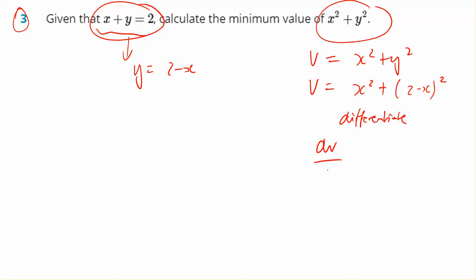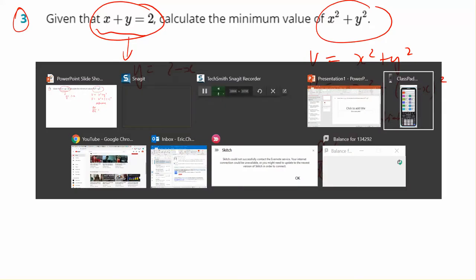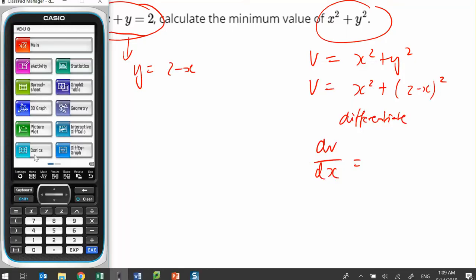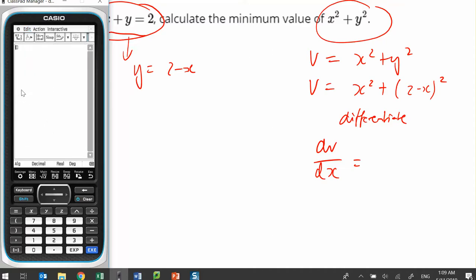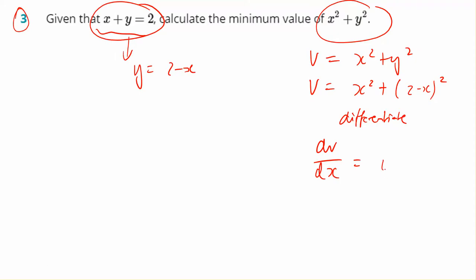So dv/dx in this case equals... I'm going to type x squared, and you can type brackets in as is. So x squared plus 2 minus x squared, and I'm going to differentiate using interactive calculation, diff. Okay, I get 4x minus 4.